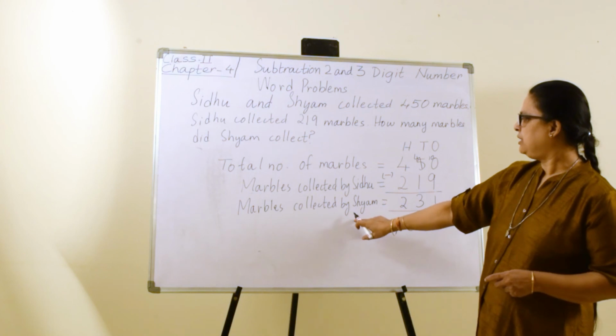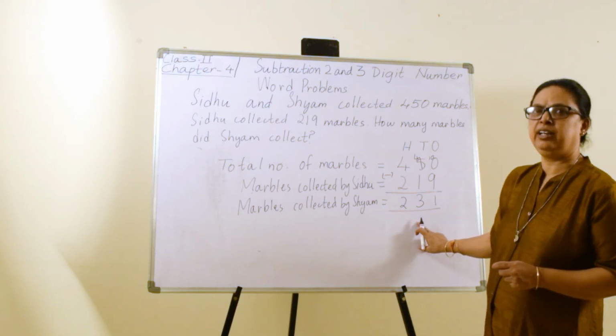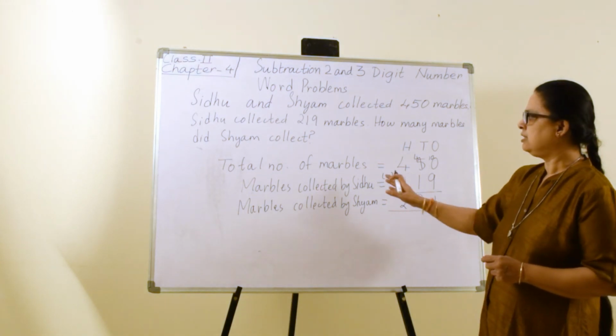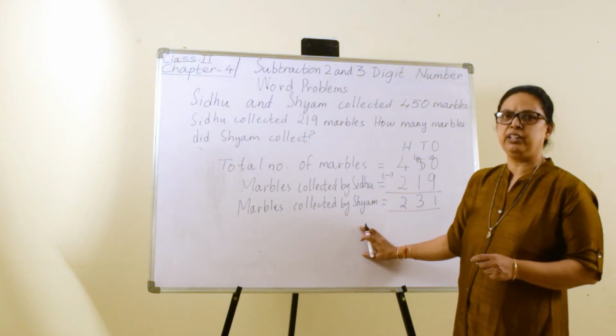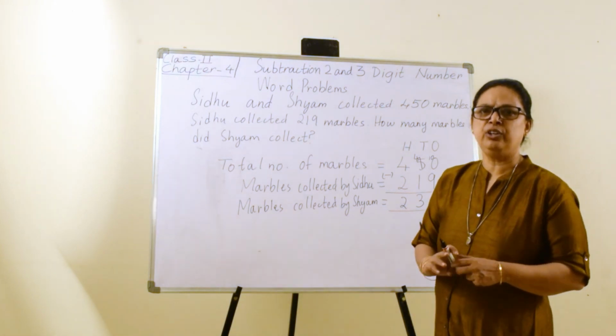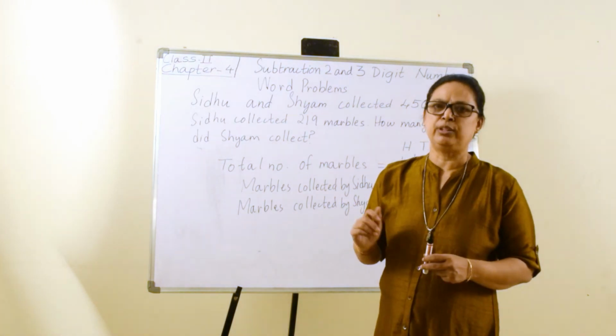So how many marbles did Shyam collect, children? 231. This is how you are supposed to write the statement and do the sums. I request you all to open your textbook and do the word problems.